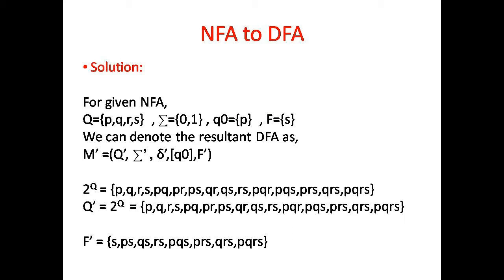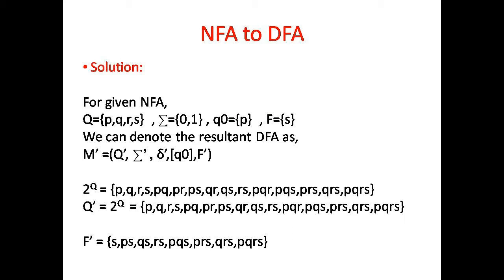If we convert NFA to DFA, first we have to find the power set of Q. Now 2 raised to Q is P, Q, R, S. The next states are PQ, PR, PS, QR, QS, RS, PQR, PQS, PRS, QRS and PQRS. These are the new states for the resulting DFA.